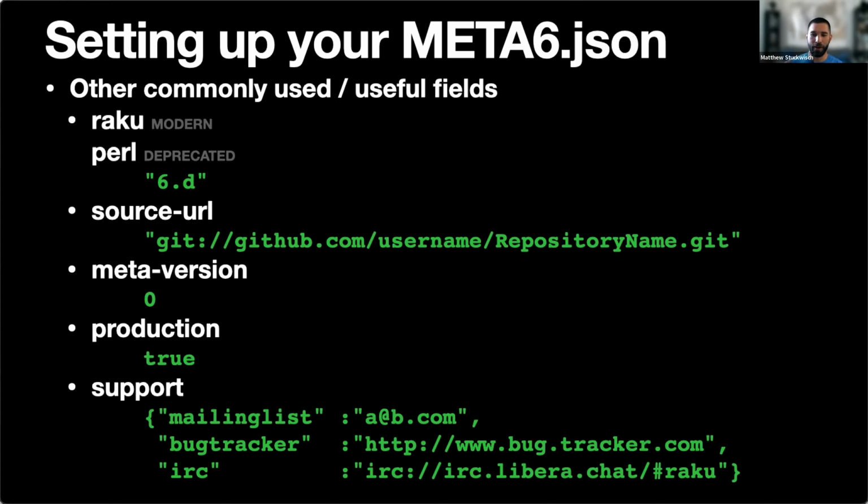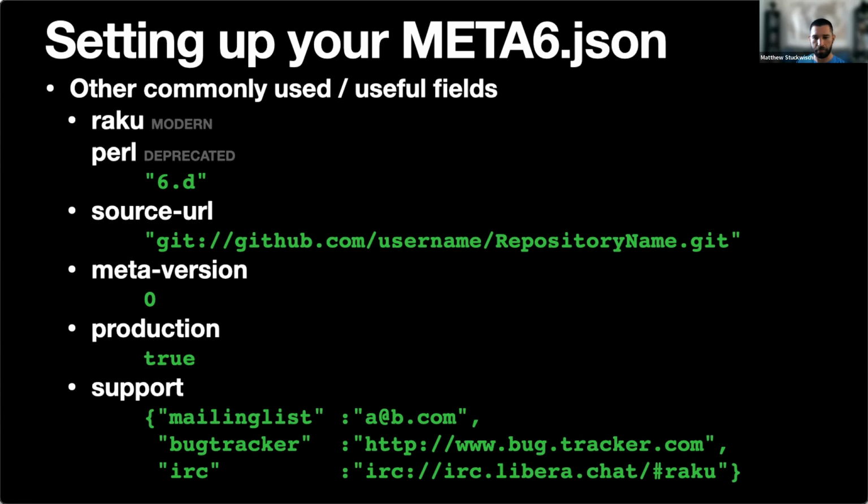Then we have a source URL where you can find this at. I think this was historic. I don't know if this is actually used in Fez, to be honest. I think this is only used for the P6 ecosystem. Meta version defines the version of the Meta 6 file. There's only one version right now, so it's 0. Production defines it as being available, production ready. So normally when you push this out, that should be true.